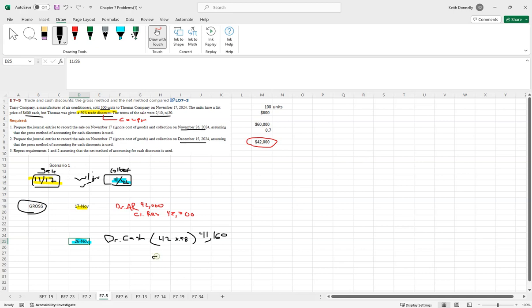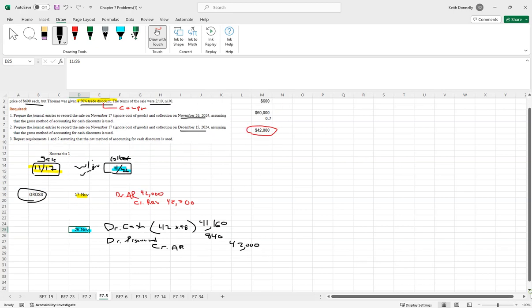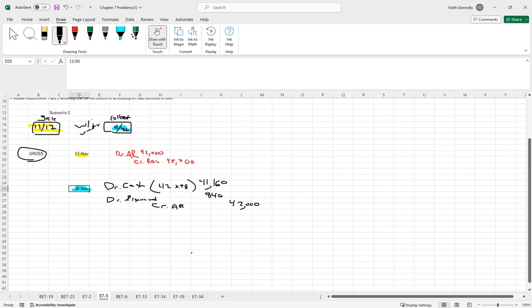We got to get the receivable off here, the accounts receivable at face, for 42,000. And the difference here, to plug it, and you could calculate it this way if you wanted to, is the discount. The 2%: if you did 42,000 times 2%, the discount they got was $840 because they paid within the window. Okay, that was the gross method.